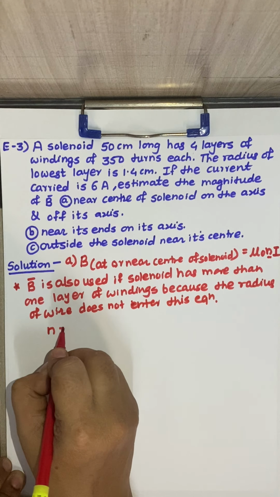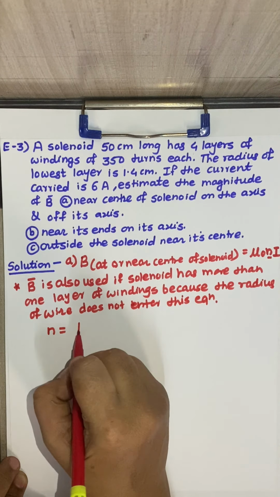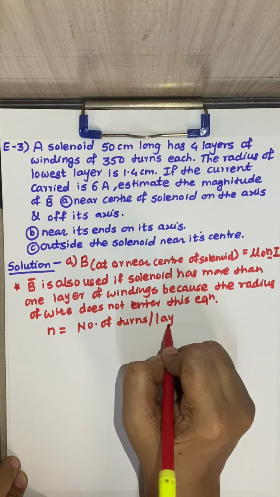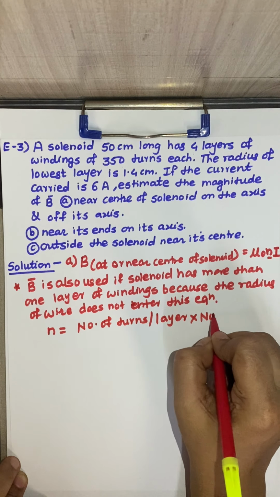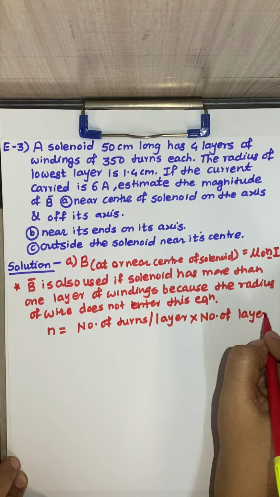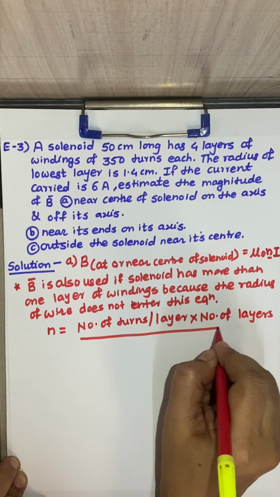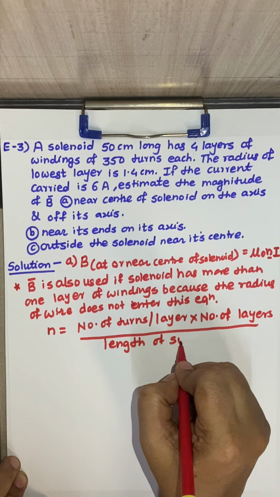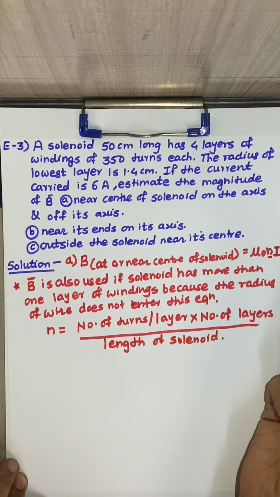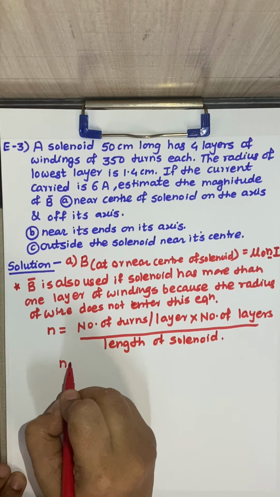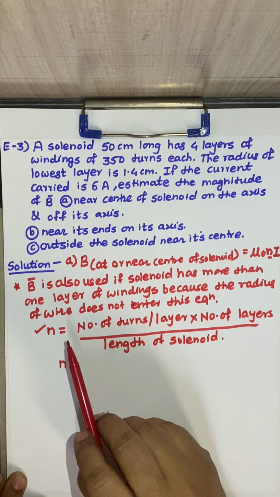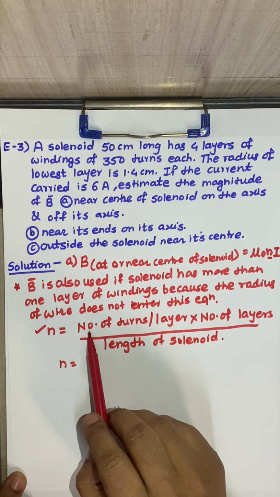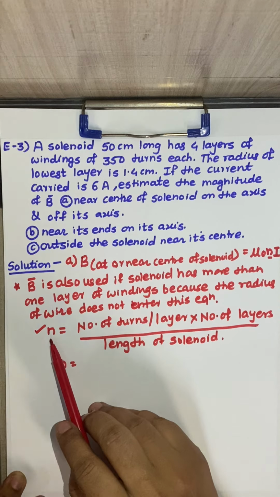Therefore small n can be found out by the number of turns per layer multiplied by number of layers divided by the length of the solenoid. So n is equal to this, and this formula you are going to keep in mind. Suppose there are 3 layers, or 4 layers of the solenoid are given, then by this formula we can find out the number of turns per unit length.